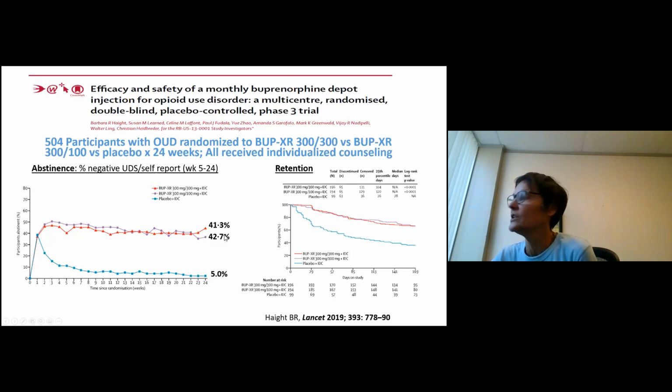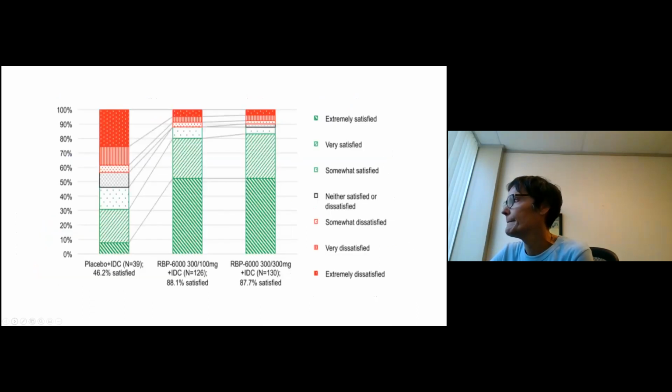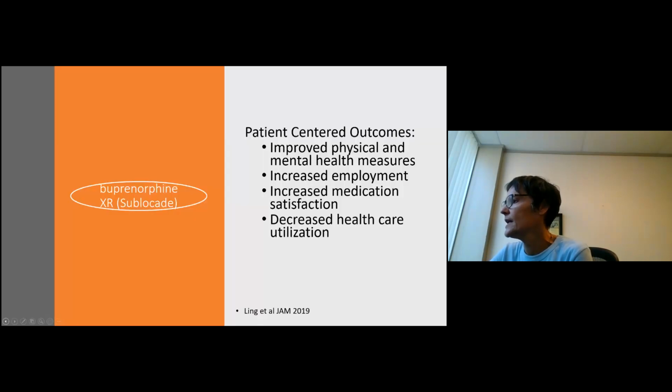So about the same results. Placebo had about 5% negative urine drug screen results. So really good results and pretty much the same for both dosing regimens. Also, if you look at retention, same shtick, red and purple are the shots, whether 300 or 300, 100, and blue is the placebo shot. So very effective, and the 2 dosing regimens were about equally effective.